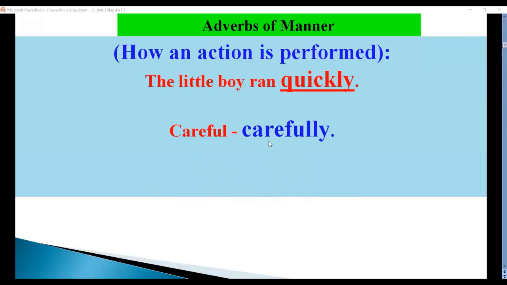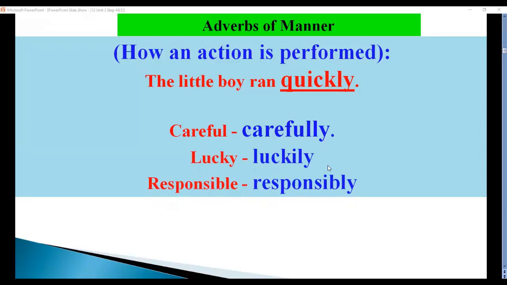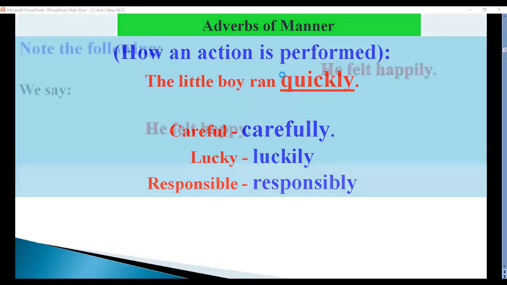Take care. So we have quick, quickly; careful, carefully, ly at the end; lucky, luckily, ly at the end; responsible, responsibly, ly also added. Take care: careful, carefully, lucky, luckily, responsible, responsibly, quick, quickly. These are called adverbs of manner, and adverbs of manner are words which describe an action or how an action is performed.